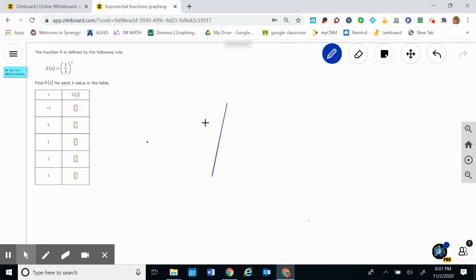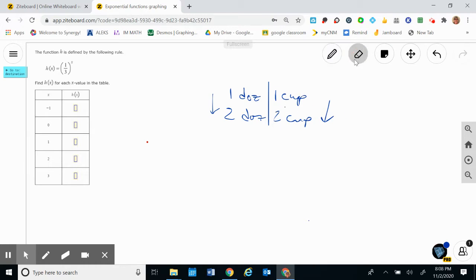Sorry, let me try this again. You would be able to know that for 1 dozen, you would need 1 cup, right? And if you wanted 2 dozen, then it would be 2 cups. In other words, as one is increasing, the other one is increasing. They're both increasing at some rate. That's a linear equation.